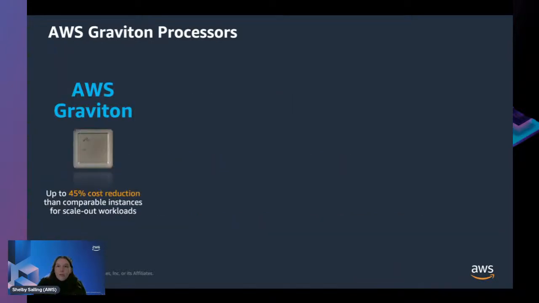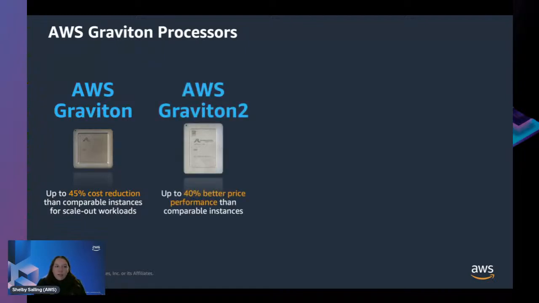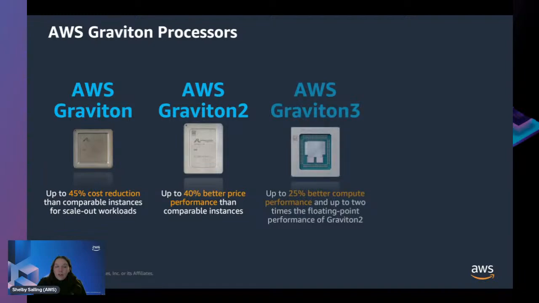So I'm going to go through a little bit of history before I go through the benefits of Graviton. Today we have 4 generations of processors, starting back in 2018 with the release of our Graviton 1 processors. When we introduced the first processor, we already saw an up to 45% cost reduction than comparable x86-based instances for scale-out workloads. A year later, we released Graviton 2, and building off of that, there was up to 40% better price performance than comparable instances. Graviton 3 came out a few years later, and building on Graviton 2's success, offers up to 25% better compute performance and up to 2 times the floating point performance of Graviton 2.